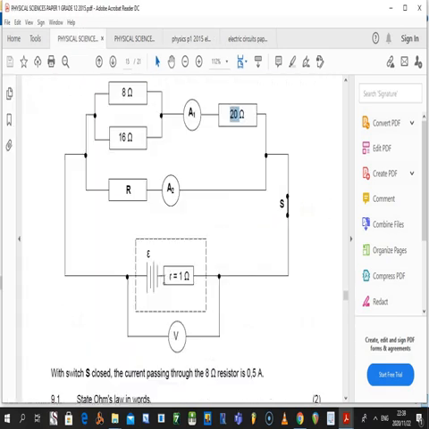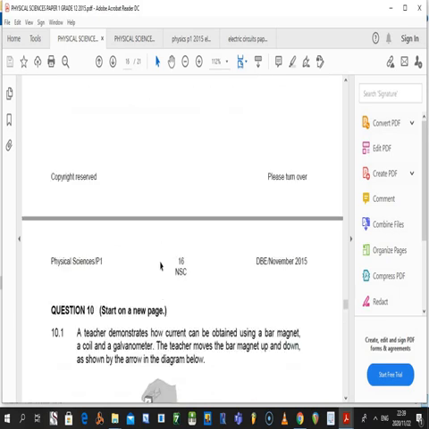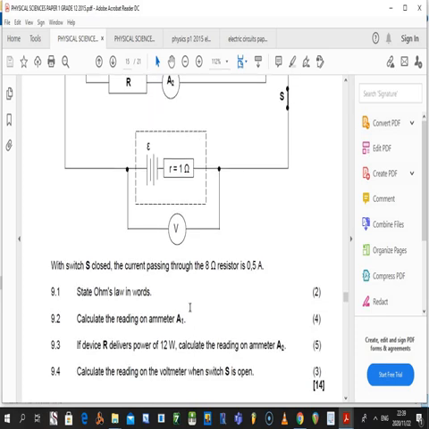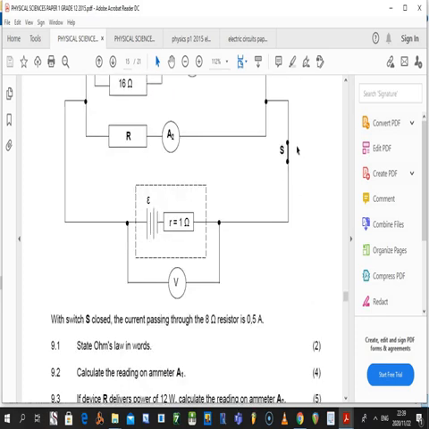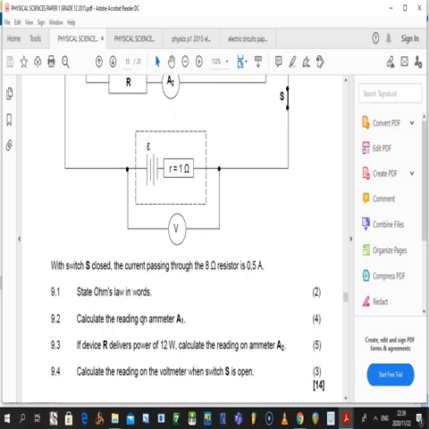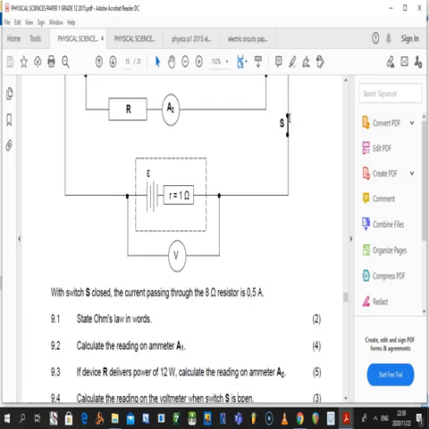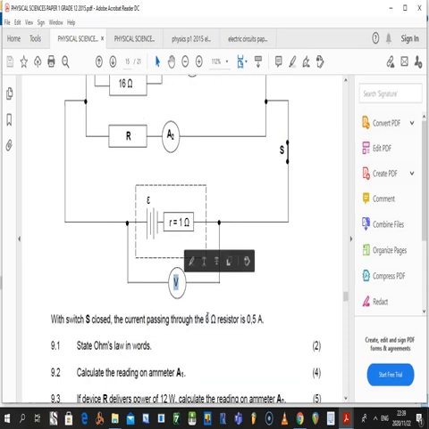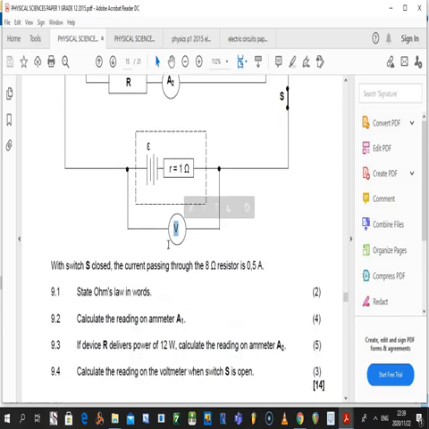So now we're just gonna look at this last, I think it's the last one here. Yeah. Calculate the reading on the ammeter when switch S is open. The reading on the ammeter, calculate the reading on the voltmeter when switch S is open. Switch S is open means there is no current flowing through the cell. So what is that telling you? The reading on the voltmeter here, that's what we want to find. We want to find the voltage in the terminals of the battery, basically, or the ends of the battery.